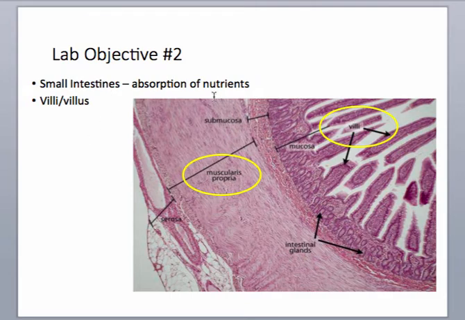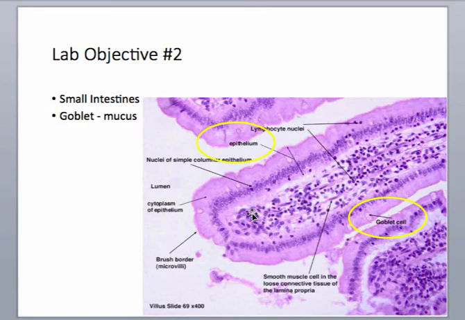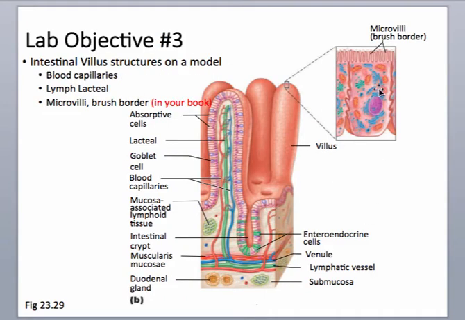We can also see the muscularis layer in the small intestine that's going to help to propel food through it. And again, simple columnar epithelium in this villus. What I want to do is fast forward several slides to slide number 14. This is going to show an illustration of a villus, or some intestinal villi. And what we want to see, lab objective 3, again on page 45 in your lab manual, are the structures of an intestinal villus.